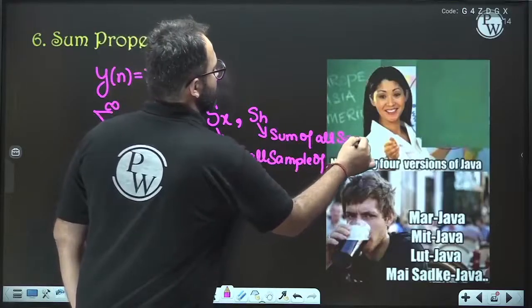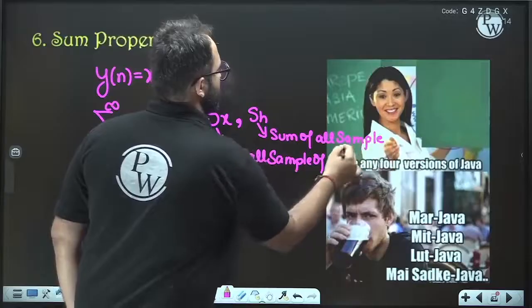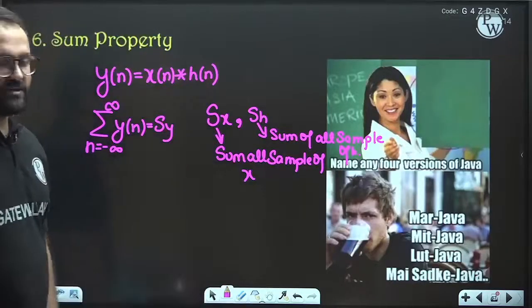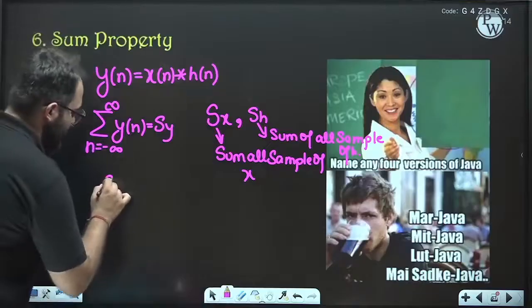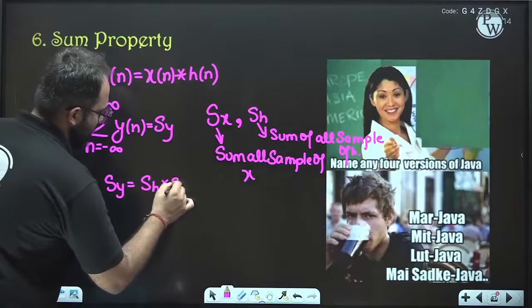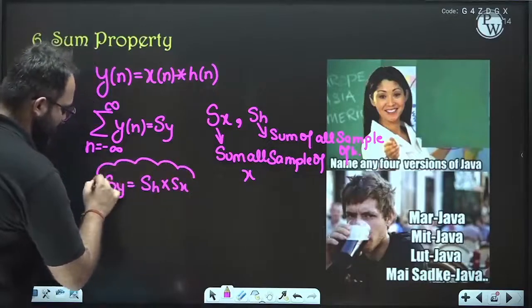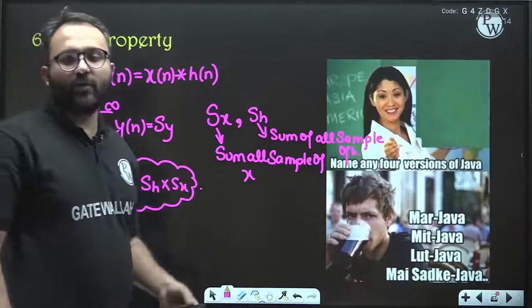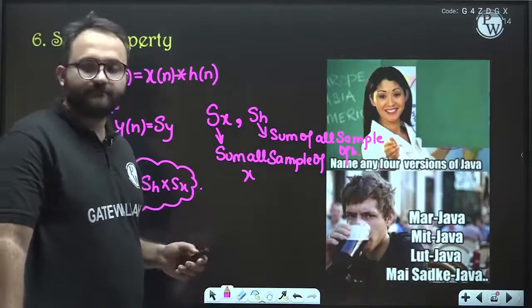Sum of all the samples of h. So, sum of all the samples of x and h. Then the sum property says that Sy is equal to Sh multiplied by Sx. This is exactly the same as the area property in continuous time.